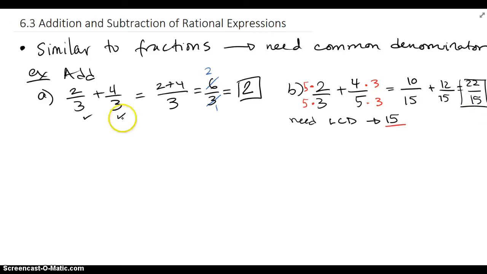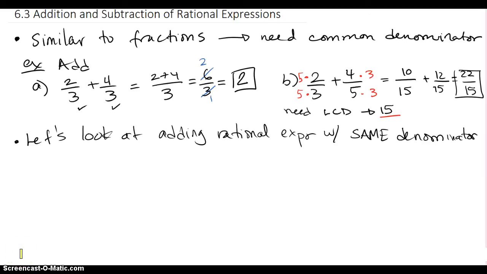So there's really two things. I can either have the same denominator and carry on with my business, or if I don't, I need to get a common denominator and then carry on with my business. So let's go ahead and first look at adding rational expressions that have the same denominator. We'll focus on something that looks mainly like part A.